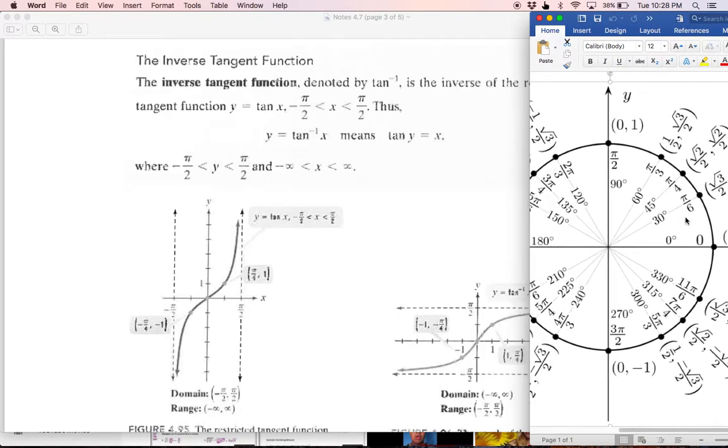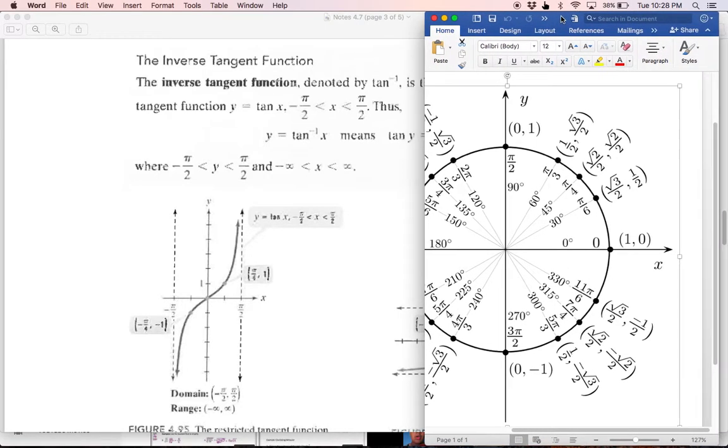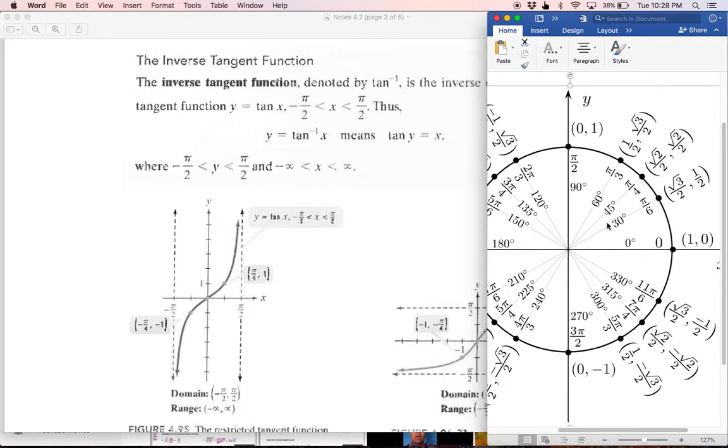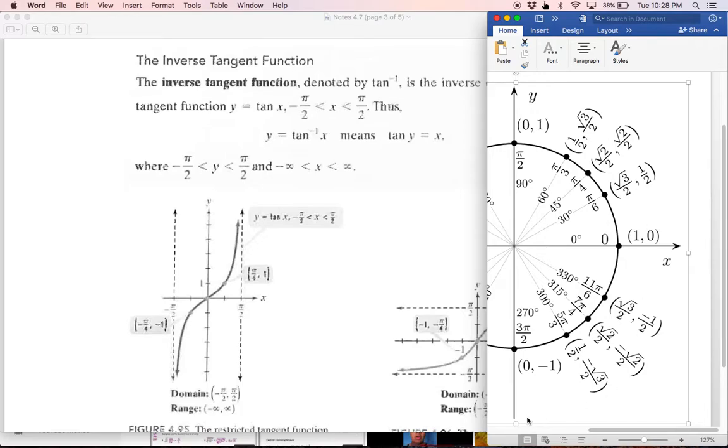So over here. Oh, I've got this moved over. That's why it's not cooperating. There we go. Okay, quadrants 1 and quadrants 2.